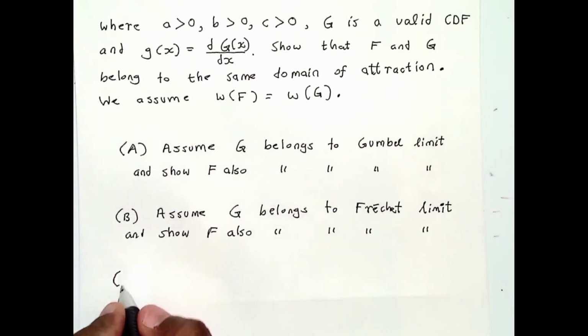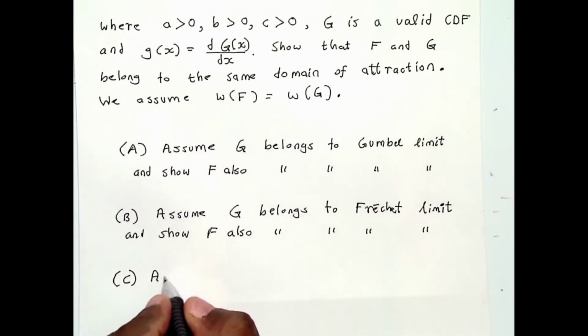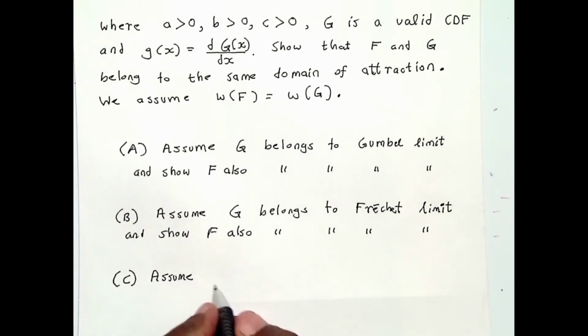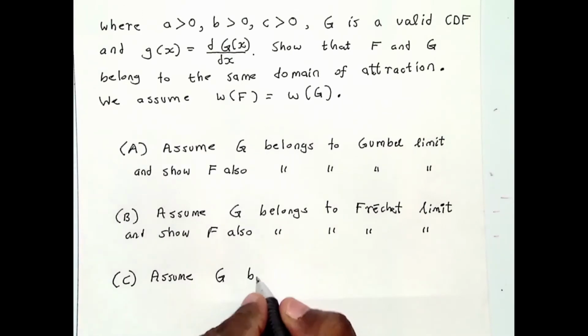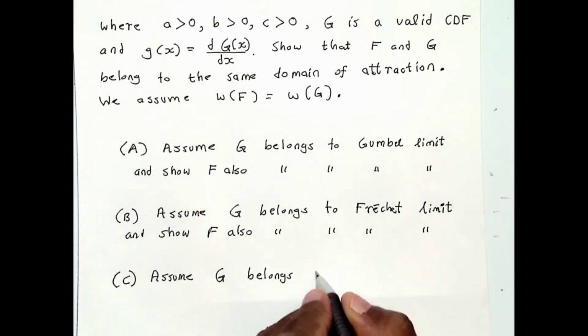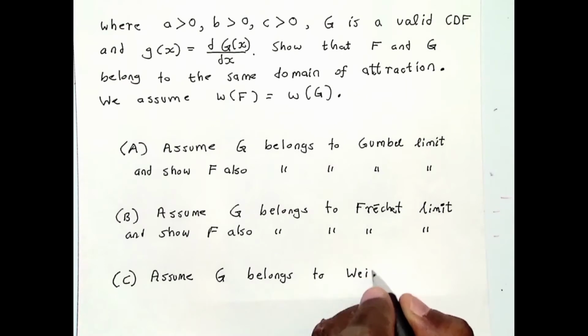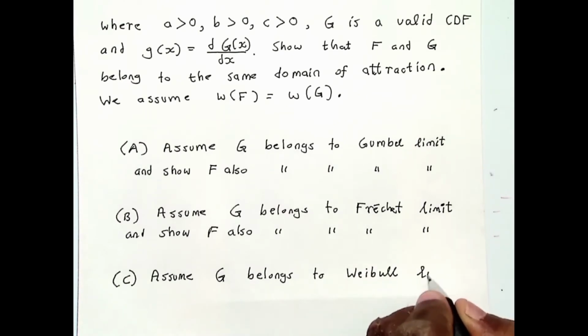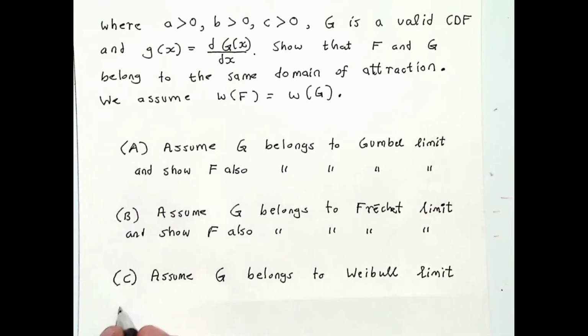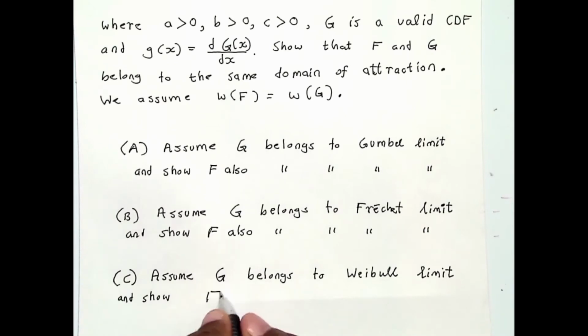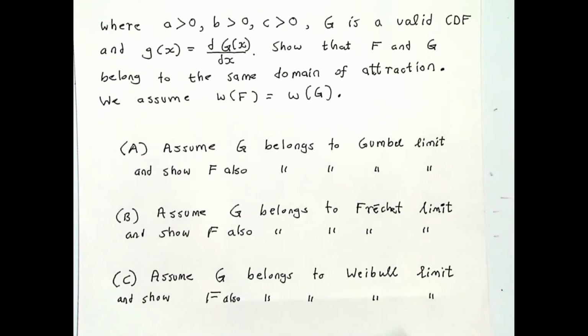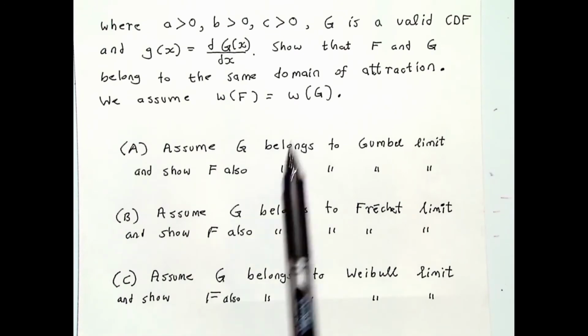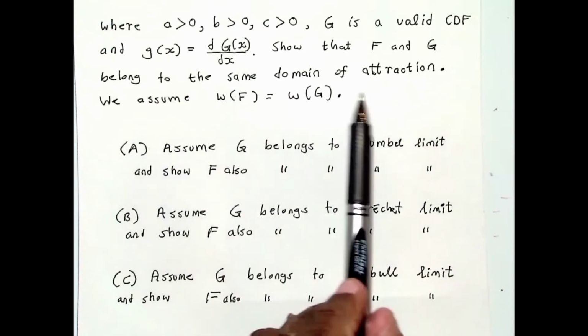And part C, the final part, is to show the following. Assume that G belongs to the Weibull limit, okay, and show that F also belongs to the Weibull limit. So if you can show each of these steps, right, then you will have proved that F and G belong to the same domain of attraction.